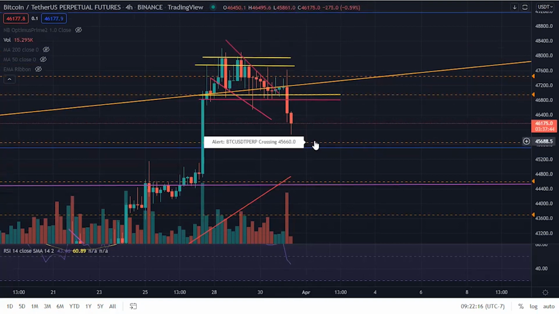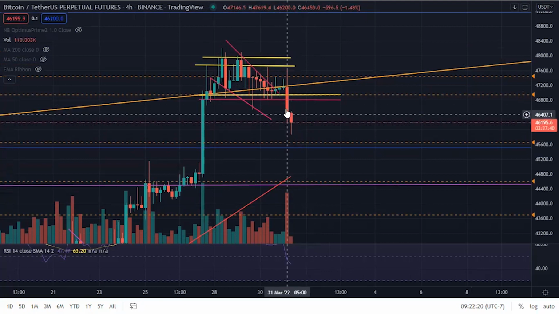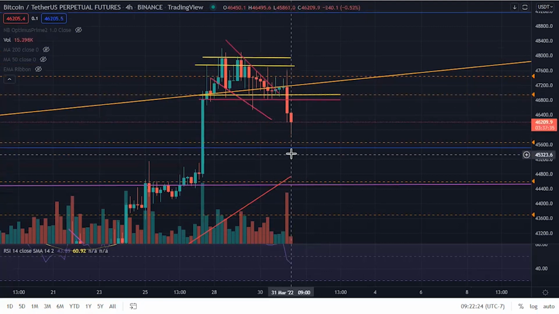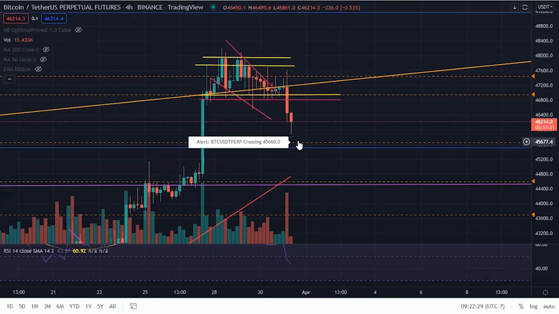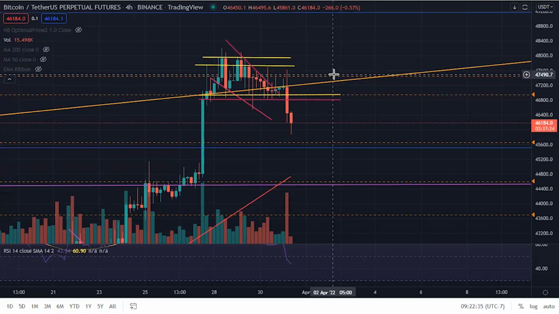Okay, 45,500 is where the huge major support is. As you can see, this is where Bitcoin is approaching. Okay, so I kind of expect Bitcoin to actually bounce back up once it gets to 45,500. So this would be a nice area to long Bitcoin.